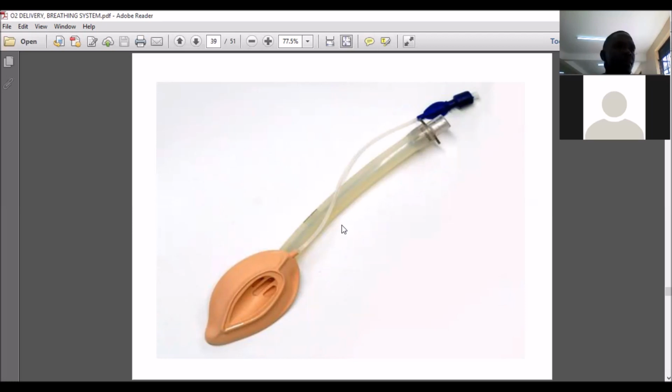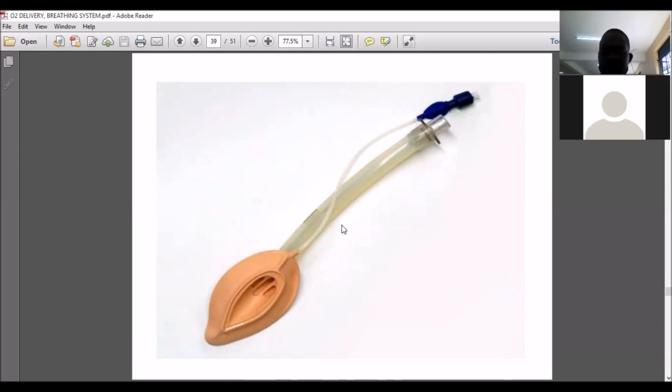Is it the one you were talking about yesterday? Yeah. This is the one that covers the larynx. It's this one. On 39. No, the next one, 39. No, the next slide. That one.